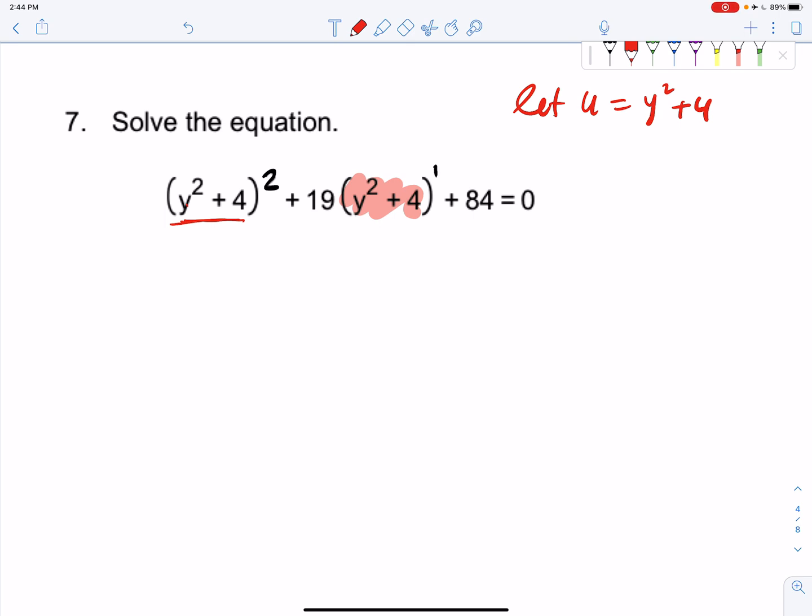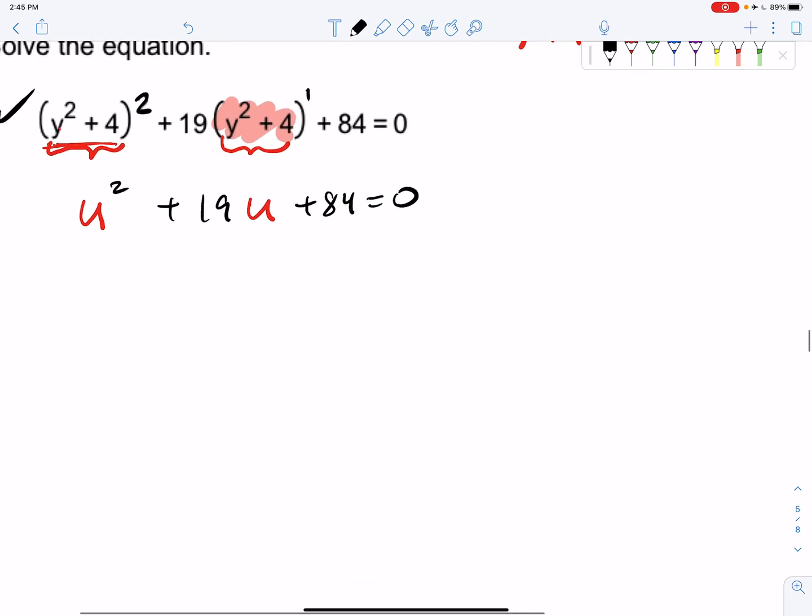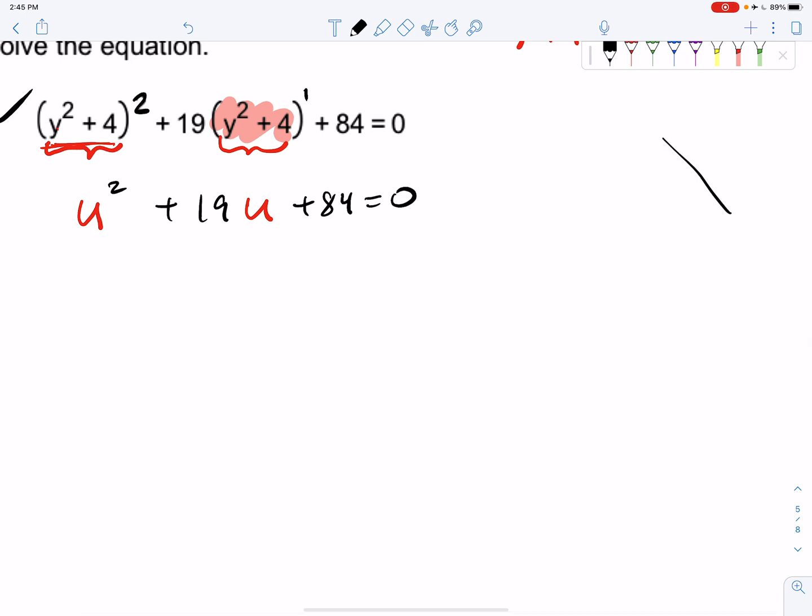All right, now let's go ahead and do our u sub. Our u sub says that we are going to replace this binomial with u, and this identical binomial with u. And now I've got u squared plus 19u plus 84 equals 0. I definitely have a quadratic. That's because this original problem was quadratic in form. Now just temporarily turn it into a quadratic. What two numbers multiply to 84 and add to 19?